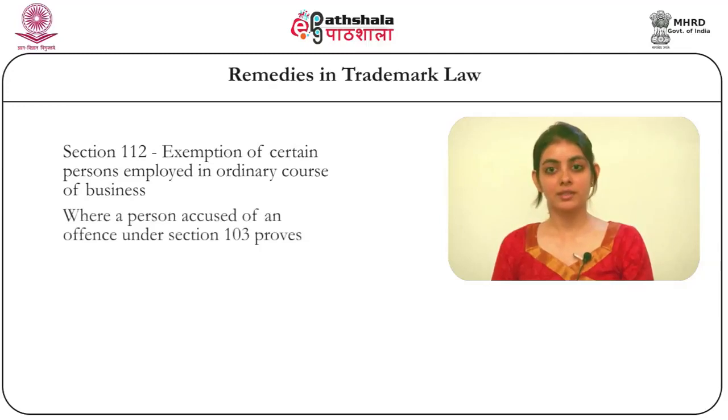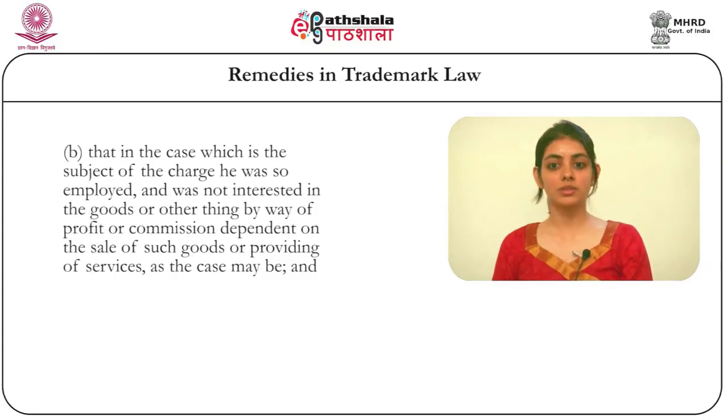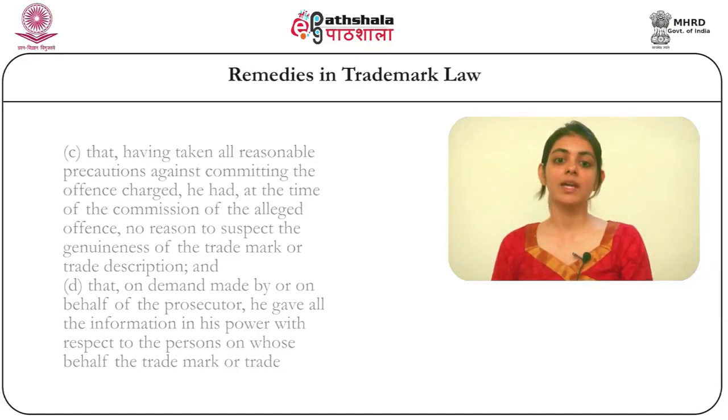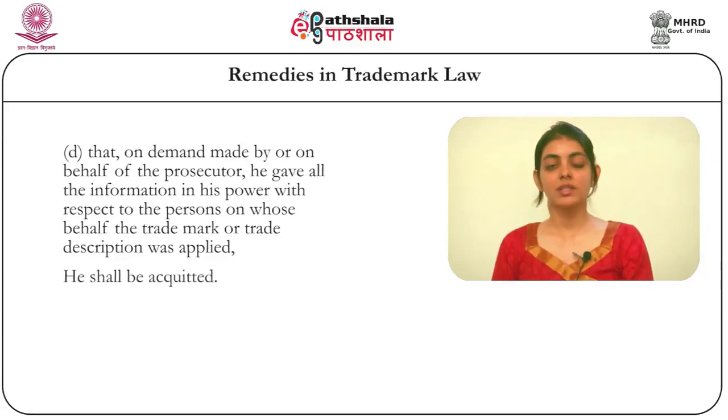When a person accused of an offence under section 103 proves that in the ordinary course of his business, he is employed on behalf of other persons to apply trademarks or trade descriptions or to make dies, blocks, and that in the case which is the subject of the charge, he was so employed, he was not interested in the goods or other things by way of profit or commission dependent on the sale of such goods, and that having taken all reasonable precautions against committing the offence charged, he had at the time of commission of the alleged offence no reason to suspect the genuineness of the trademark or trade description, and that on demand made by or on behalf of the prosecutor, he gave all information in his power with respect to the persons on whose behalf the trademark or trade description was applied, such person shall be acquitted.